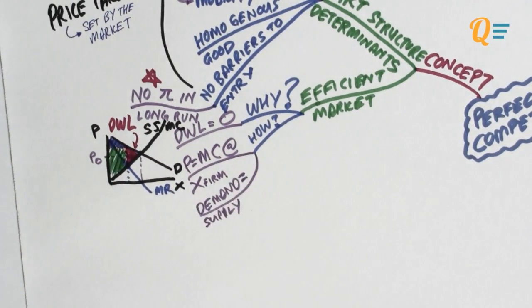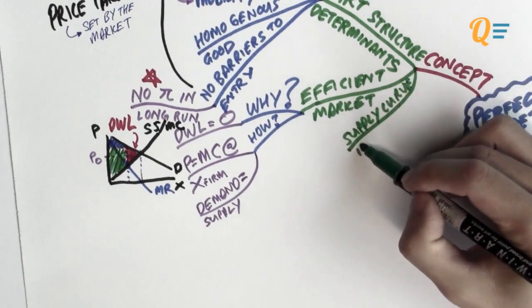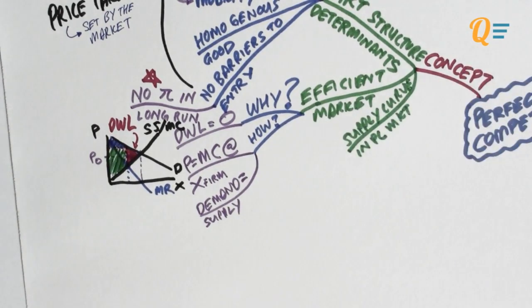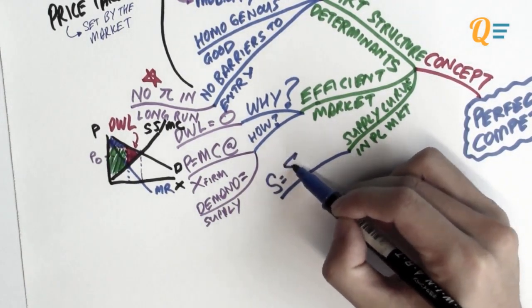Another conclusion is that when demand is equal to supply and that gives you your market price, that is the case where the market is efficient. There is no deadweight loss at all. Now let's talk about the supply curve in a perfectly competitive market. The supply curve is going to be pretty much different from the monopolist graphs.